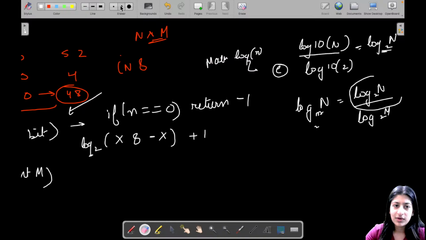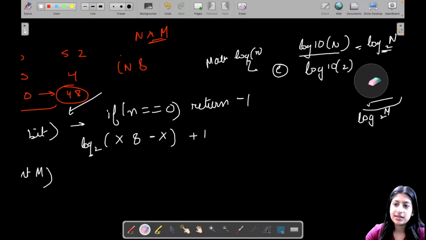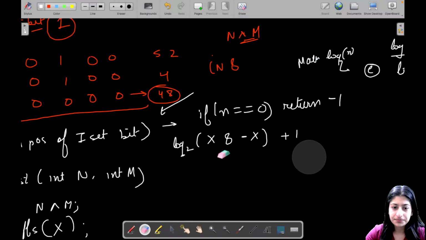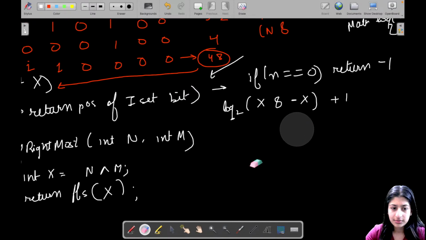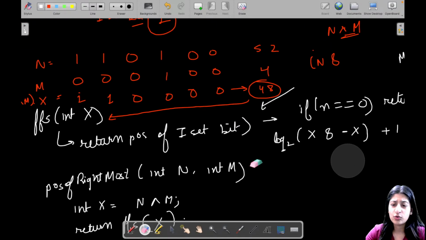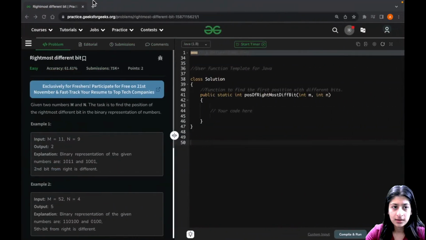So this we will do while we are coding. Let's go and write the code for this. So that's the only thing we are doing. I hope you understood this problem. Let me see if you guys have any doubts.